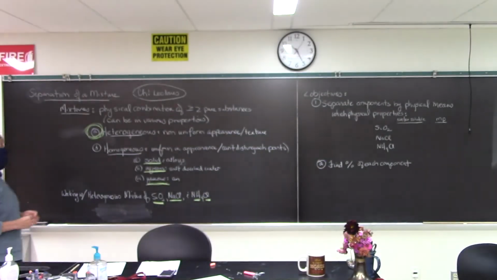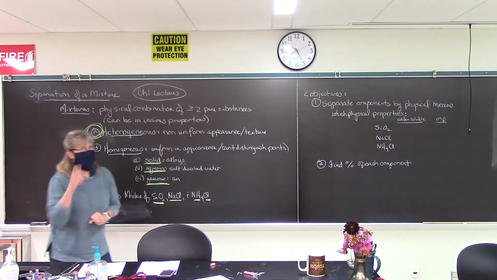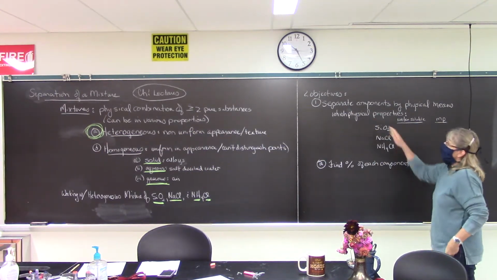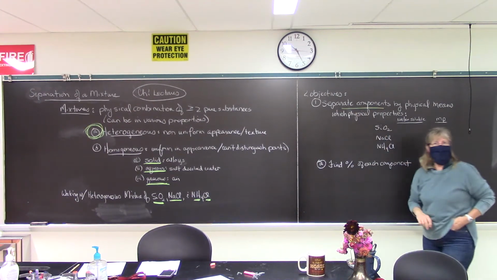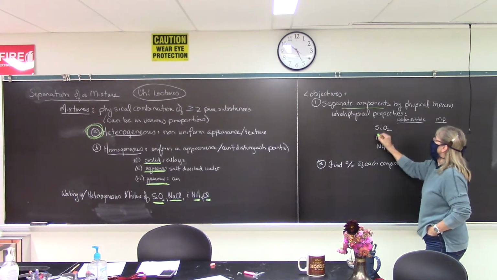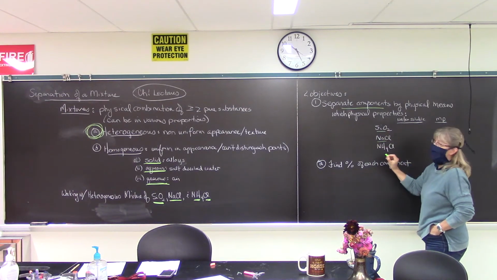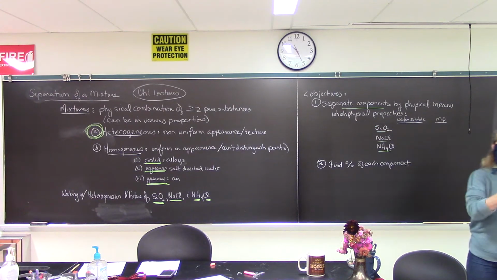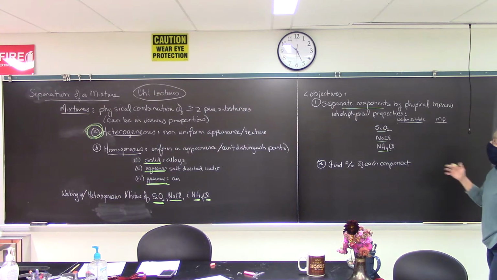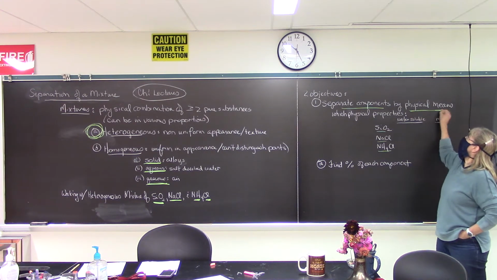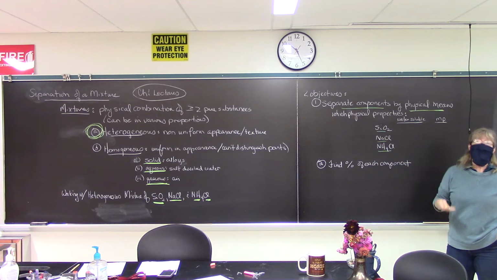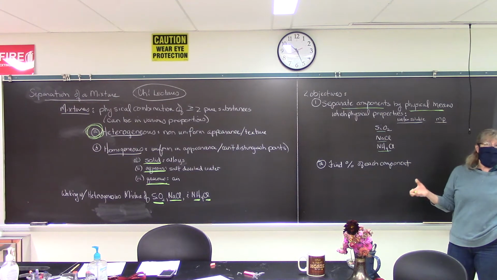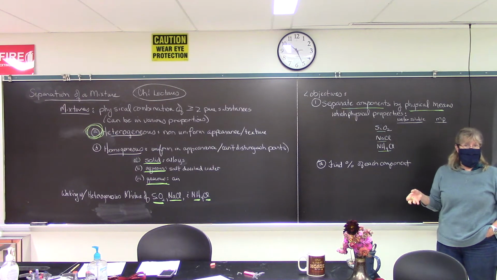Thank you, photographer. All right, so we have two objectives for this week. The first is that we're going to separate those components. We're going to take the sand, the table salt, and ammonium chloride, and separate them into their individual pure substances. We're going to do this via physical means, so we have to figure out which physical properties are different enough that they can be used.